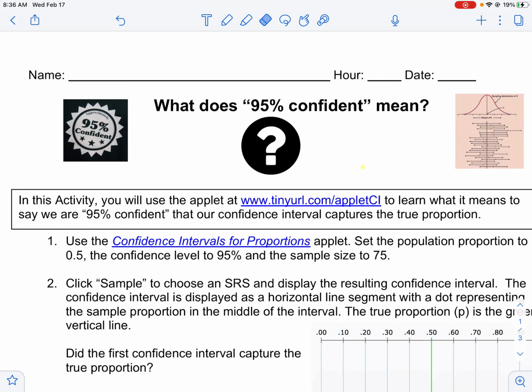Today's lesson is confidence level. In this activity, we will be using an applet to learn what it means to say we are 95% confident that our confidence interval captures the true proportion. We're going to be using the applet and make sure that we set the population proportion to 0.5, the confidence level to 95%, and the sample size to 75.